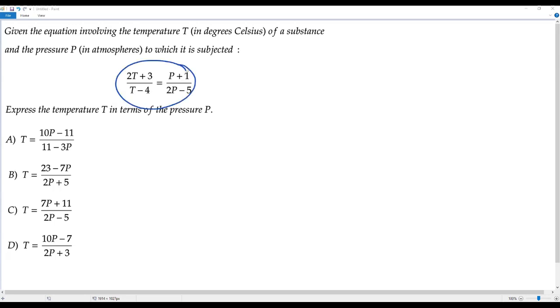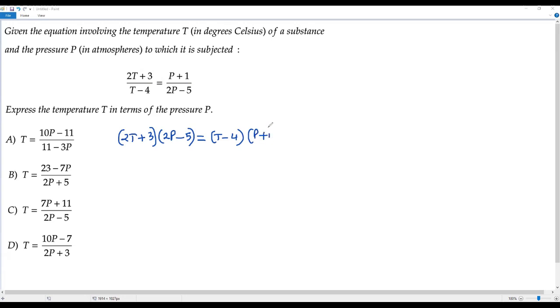Okay, in the given equation, we have to solve for T in terms of P. So for that, in my first attempt, I'm going to do cross multiplication. That is, the numerator on the left side has to be multiplied by the denominator on the right side, and the numerator on the right side has to be multiplied by the denominator on the left side. So first let me multiply this numerator 2T + 3 by this denominator 2P - 5. Then I'm getting (2T + 3)(2P - 5). On the right side, I multiply this numerator P + 1 by this denominator T - 4. Then I'm getting (T - 4)(P + 1).